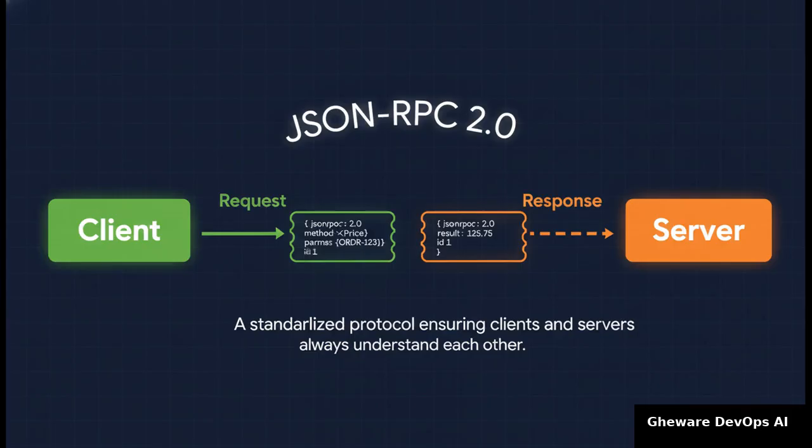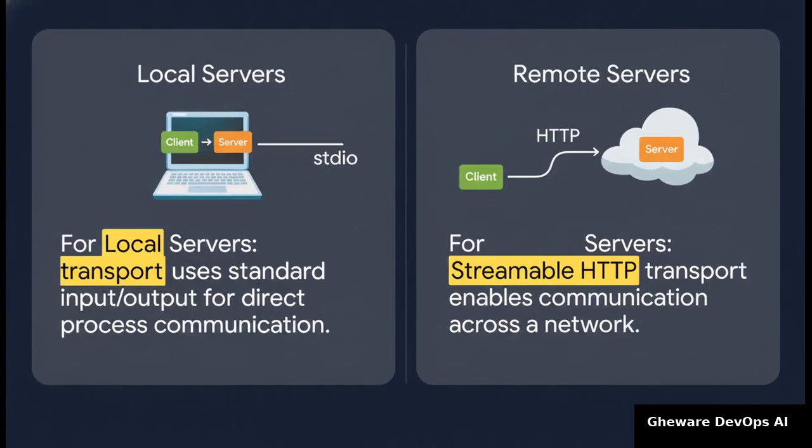Now, don't worry, you don't need to know all the nitty-gritty details. Just think of it like a perfectly structured order ticket at the restaurant. It has a spot that clearly says, here is the request, and another spot that says, here is the response. This simple structure just ensures that the client and the server always understand each other perfectly. No mix-ups. But how does that order ticket physically get from the waiter to the kitchen?